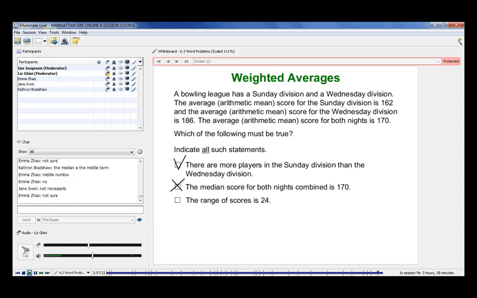What is the range? If you're not sure, think to the definition. What is the range? It's the largest score minus the smallest score. Okay, now this one's for, yeah, Catherine also has it. Everybody knows it. Okay, so Emma, if you know the average, bowling scores it's summed up. If you know the average score, do you know the range? Do you necessarily know the range?